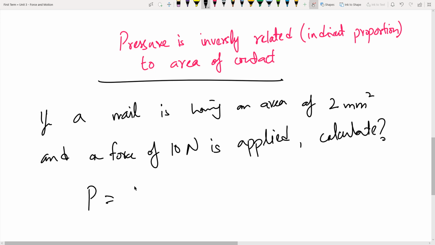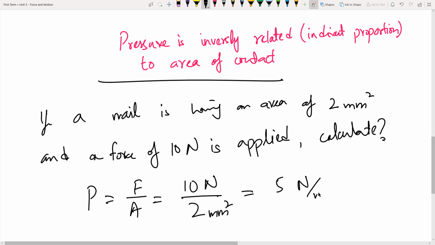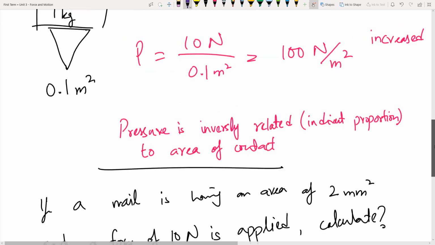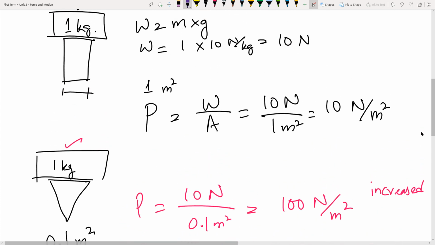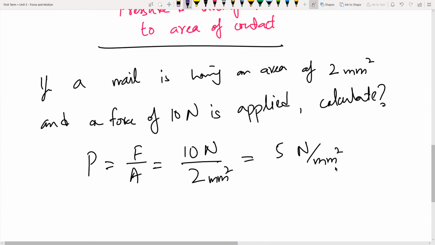So P is equal to force divided by area. That is going to be 10 newtons divided by 2 millimeters square, and this is going to be 5 Newton per millimeter squared. Now you might be thinking that this is a very small value compared to the previous one, where we had 100 Newton, and then we also had 10 over here, but you need to look at the units.